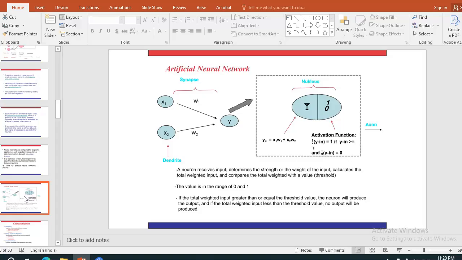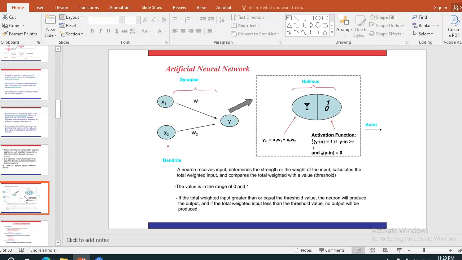See, this is the structure of an artificial neural network. As we have discussed already, we have the inputs, that is x1, x2, which are the dendrites. Then weight is equal to synapse, that is w1, w2. Here, weights w1 as well as w2. Y indicates output. Then we have the nucleus, that is the processing unit. Inside the processing unit, we are performing the function called y.